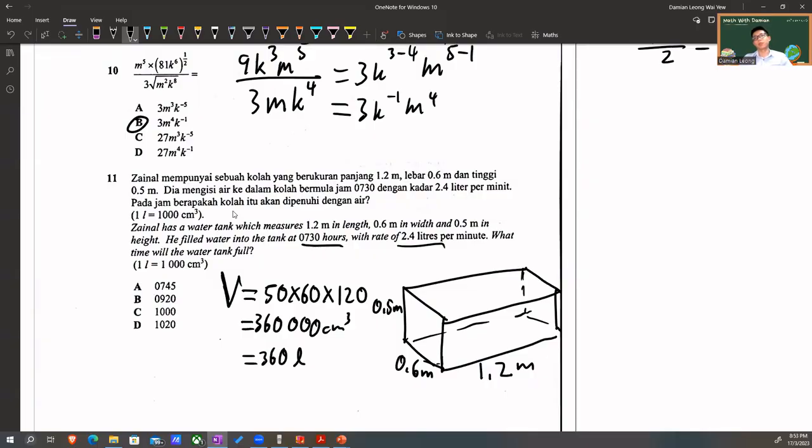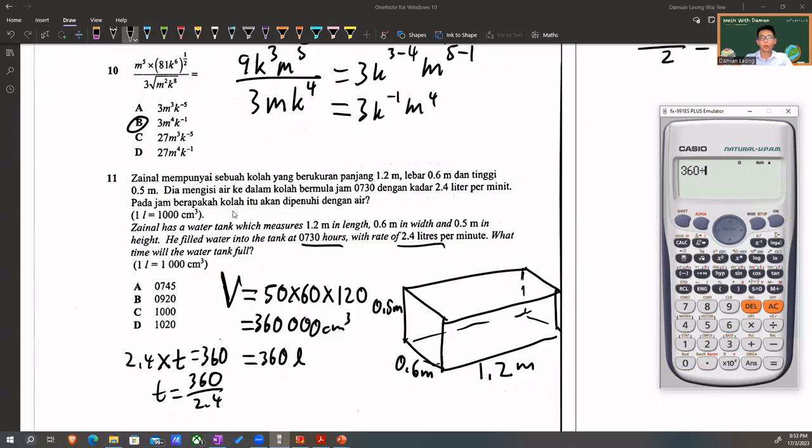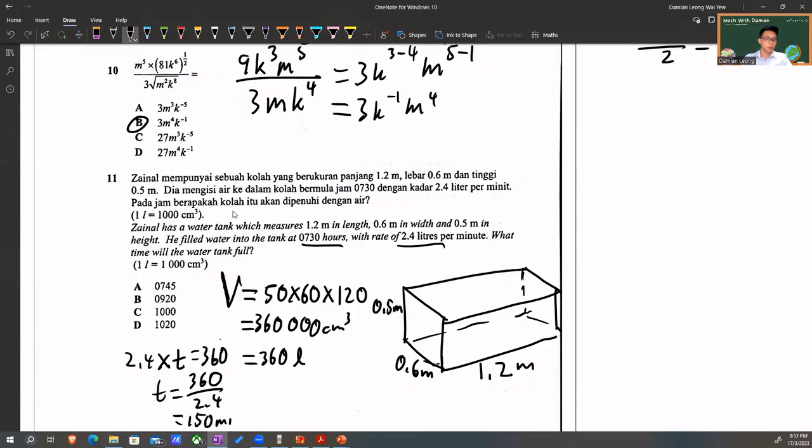The rate is 2.4 liters per minute. Yeah. So basically, the rate times the time in minutes will be equals to the volume, 360 liters. So I find the time in minutes, 360 divided by 2.4 is 150. So 150 minutes has to pass.